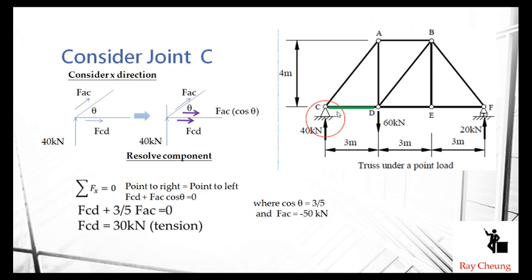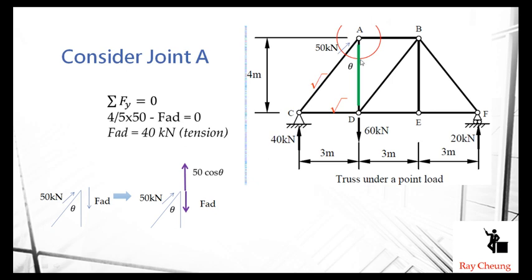Okay, and we try to find out the member FCD, and we do the same. First you need to resolve the component of FAC to the x direction. That means this is cosine theta, and then you can see pointing to the right there are only two forces, FCD and FAC cosine theta, but there are no forces pointing to the left. That means the sum should be equal to zero. And we found before FAC is negative 50, and cosine theta is 3 divided by 5. And then we can find out FCD is equal to 30. It's a positive value. That means the direction I assumed is correct, and this is a tension force.